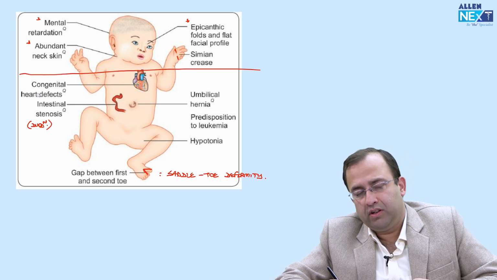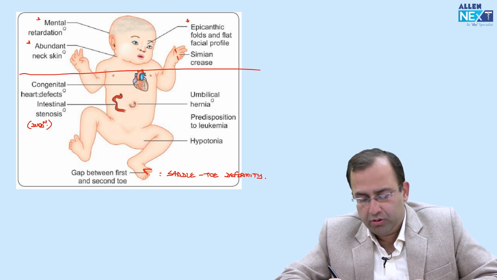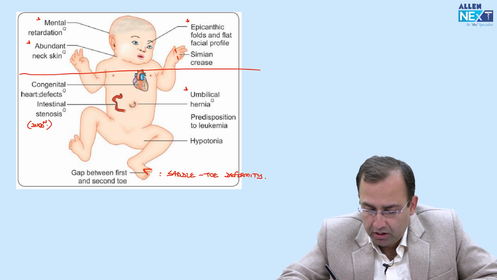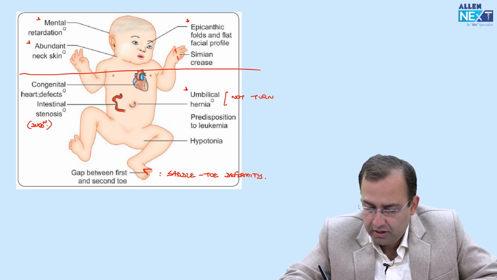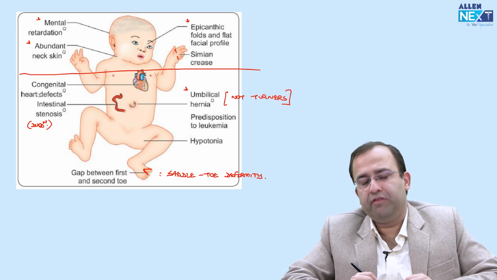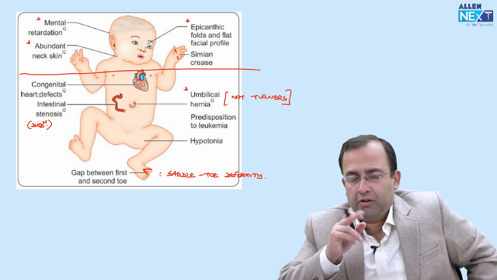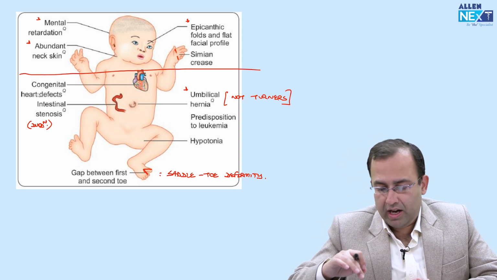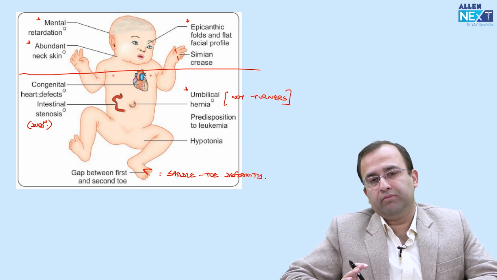Hypotonia. The tone of the muscles is reduced. Umbilical hernia. Very, very important. Umbilical hernia is not seen in Turner syndrome. This is again asked. All are features of Turner syndrome except umbilical hernia. Umbilical hernia is a feature of Down syndrome, and increased risk of blood cancers.